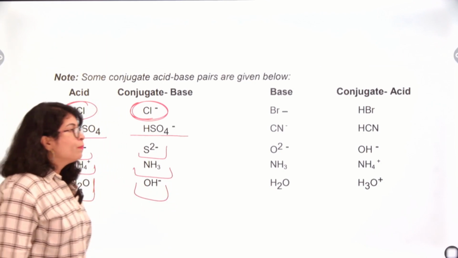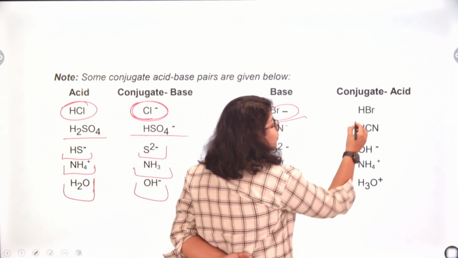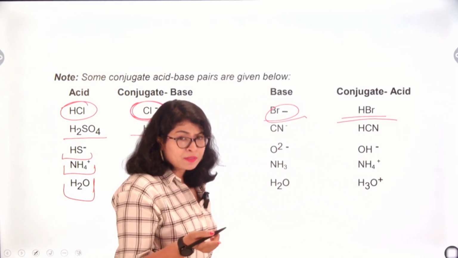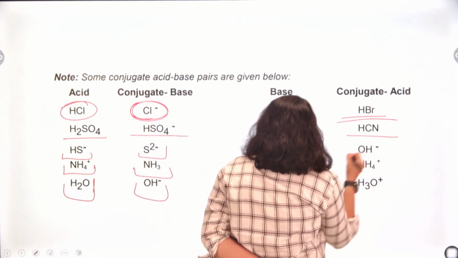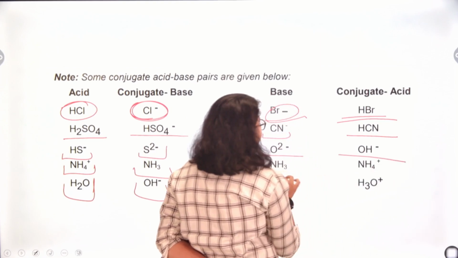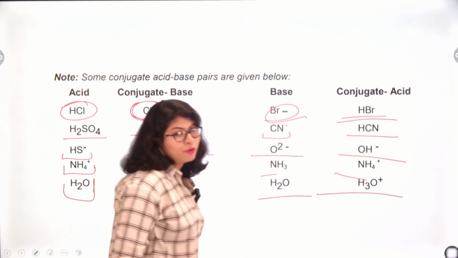And if I come down to bases, Br minus will react with H plus to give HBr. Now it is always having the tendency to lose the H plus. CN minus will give HCN. O2 negative will give OH minus, NH3 will give NH4 plus, and water will take up H plus to give H3O plus, the hydronium ion.